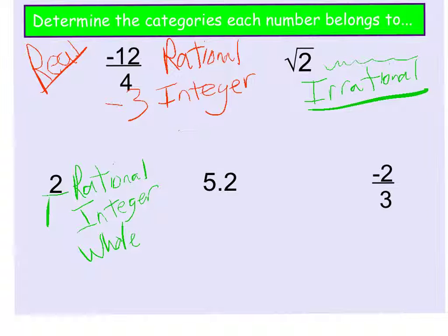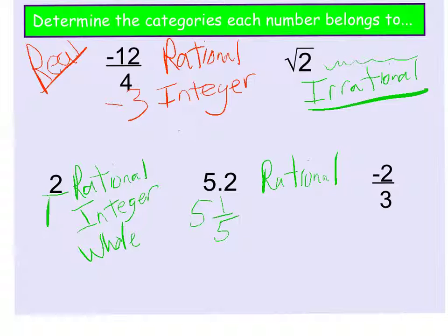5.2. 5.2 can be rational. I can write it as a fraction, 5 1/5. Then that's it. It's not an integer or a whole number. So this would just be considered rational. And feel free to use that little chart in the notes on the previous page. Use that as a good resource and examples to help you answer these.